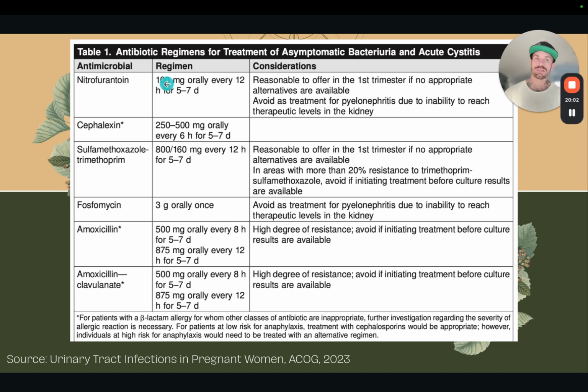I usually do 100 milligrams twice a day for 5 days, because we want to use the lowest effective dose possible. It is not generally recommended in the first trimester, but if there's no other alternatives, I have no problem using it in the first trimester.